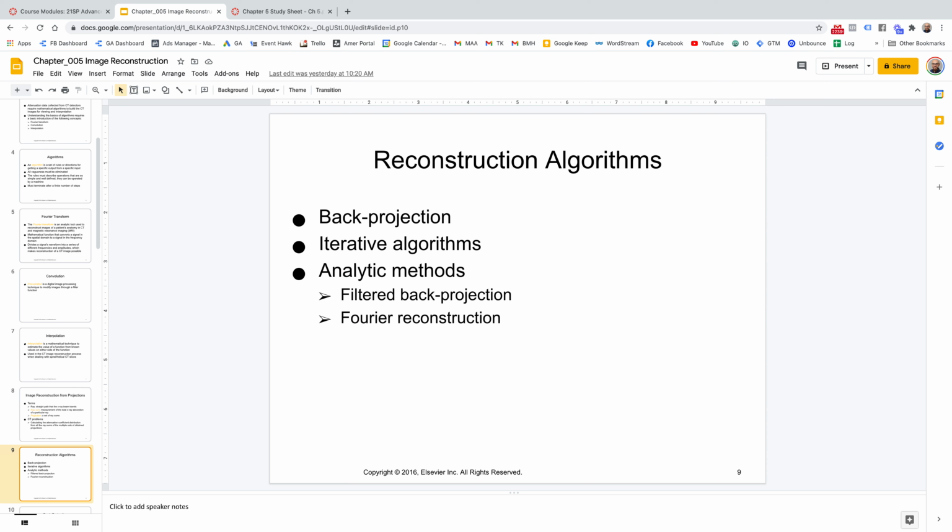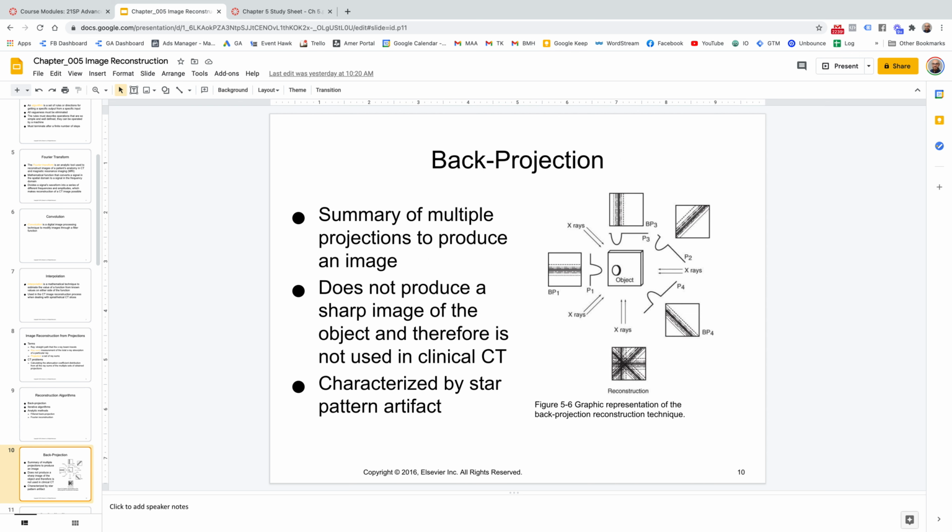Reconstruction algorithms. Okay, so here's the meat of it. There are a couple of different reconstruction algorithms: back projection, iterative algorithms, filtered back projection, and Fourier reconstruction. Back projection is basically the summation of multiple projections to produce an image. You take a bunch of images, put them together, and then you have a new image. It does not produce a sharp image of the object, and it's not used in CT for that reason. It's characterized by a star pattern artifact.